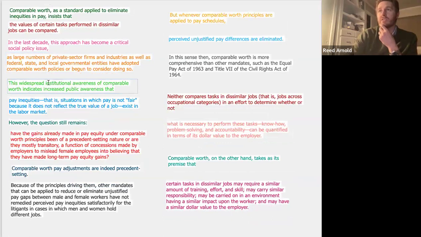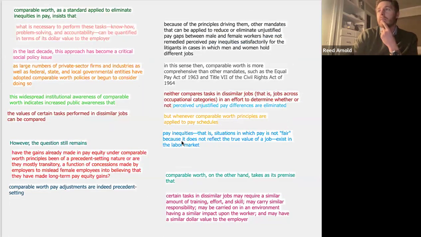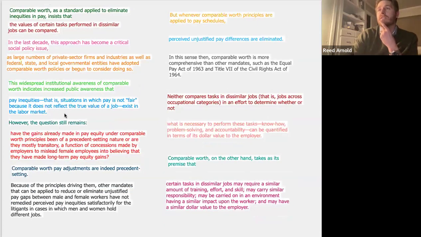Yep, got that connection, this widespread institutional awareness. Awareness that. So that I had in the wrong place. Pay inequities exist in the job market. So, okay, not bad. The question still remains that have the gains. Yep. So that was the question. And then, yep, it's precedent setting.